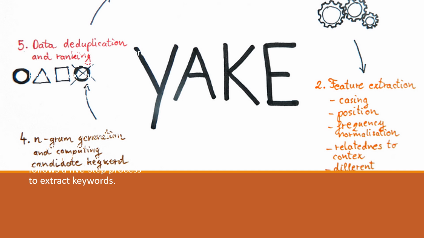Term frequency normalization measures balanced term frequency in the document. Term relatedness to context measures with how many different terms the candidate term co-occurs. More significant terms co-occur with fewer different terms. Term different sentences measures how many times a term reappears in different sentences. A higher score indicates a more significant term.